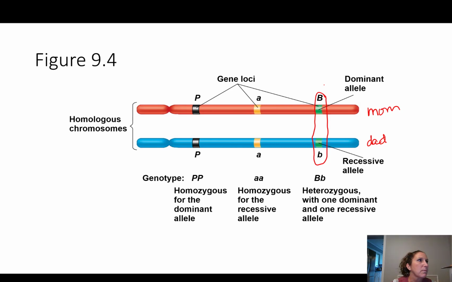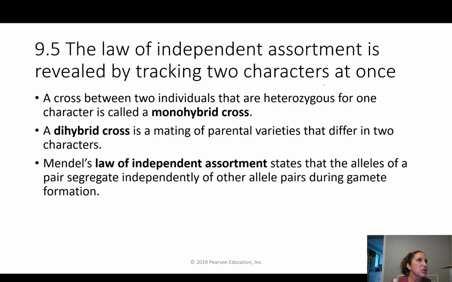Okay. So what we just finished doing was a monohybrid cross. A monohybrid cross is for one characteristic. So for instance, we just did flower color. Now a dihybrid cross, which we'll do in the next video, is 2 characteristics. So if we did flower color and leaf color, that's 2 different characteristics.